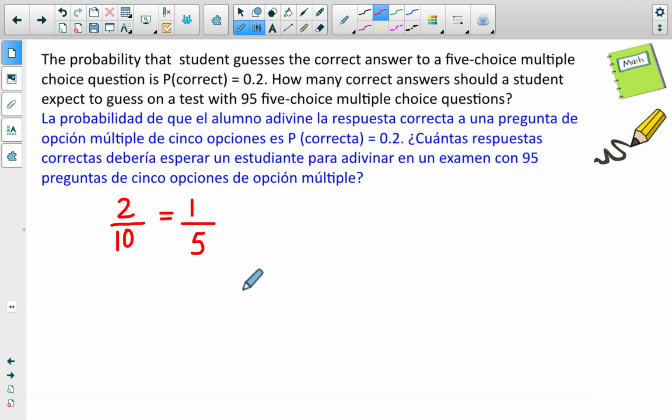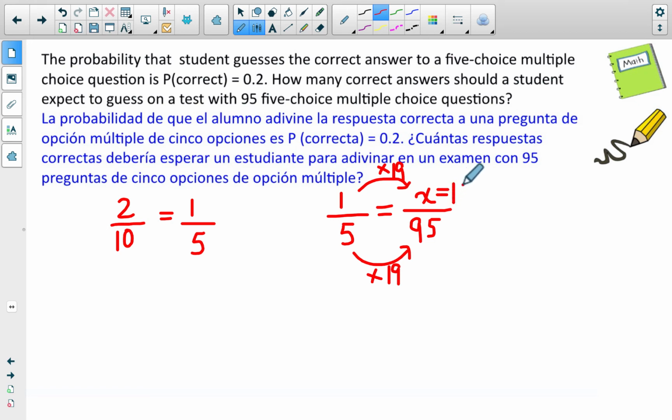So when I go to set up my proportion, I know every time there are 5 questions, I get 1 out of 5. It's not asking about 5 questions. It's asking how many for 95. So from here, you can cross multiply and then divide. Or what you can do is find the scale factor here by dividing. And this is 19 times bigger. So what does that mean? Well, that means I have to also multiply my numerator by 19. So my answer here is x equals 19.